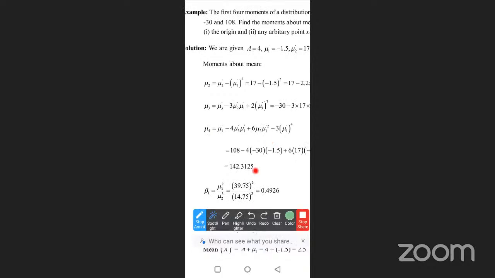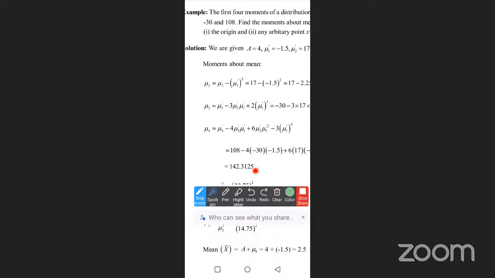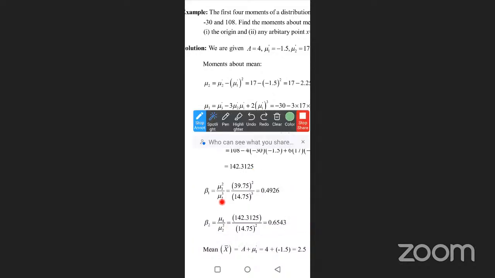Substitute all these values in this formula. You should get mu4 is equal to 142.3125. Clear? Now coming to beta 1, mu3 square by mu2 cube. Substitute the values, 0.49. So beta 1 is less than 3. So beta 2 is equal to mu4 by mu2 square, that is 0.65. So the beta 2 value is less than 3.